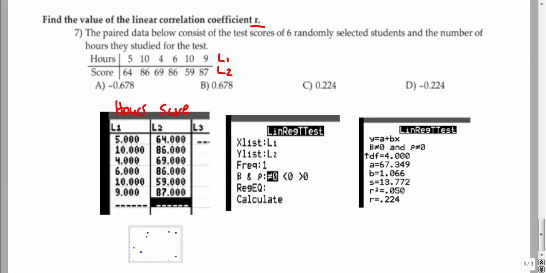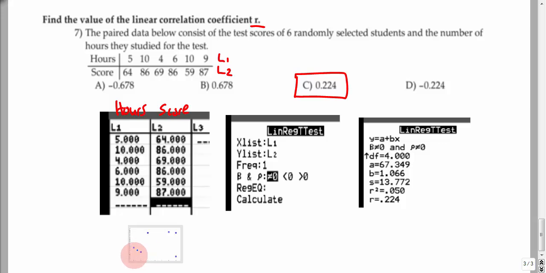So when I'm looking at this, it looks like it could go in the positive direction. And it does look like it's a very weak linear correlation, if it's correlated at all. So I feel pretty confident that the value that we just came up with for our linear correlation coefficient R is equal to that positive value of 0.224. So that's letter C.